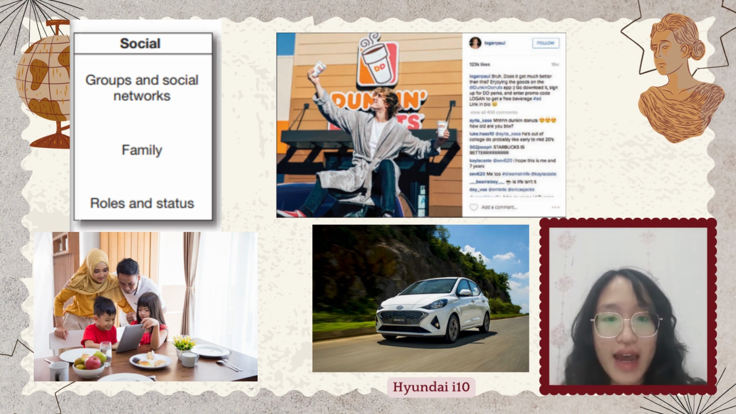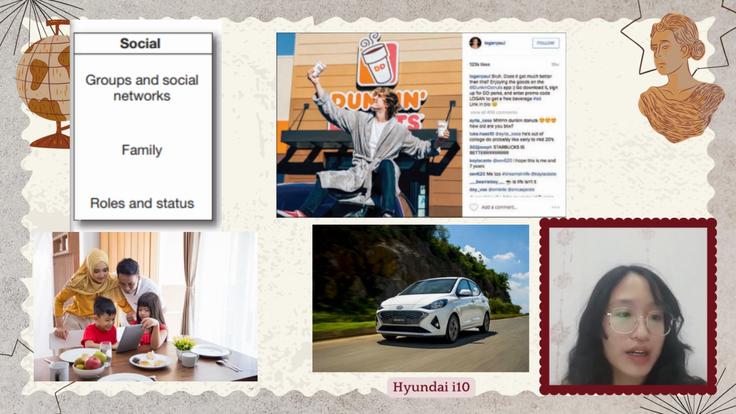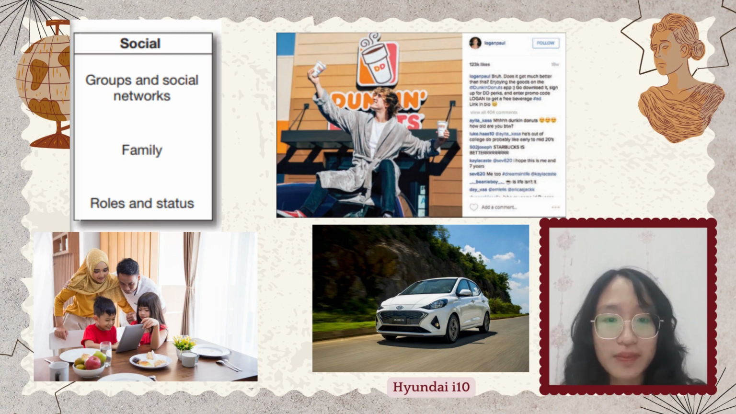Second, family. As with groups and social network, family strongly influences the buyer black box. In fact, the family is often the most powerful influence on consumer buying behavior. For instance, the husband-wife relationship and involvement may greatly affect an individual's buying behavior, but children can also have a strong influence on family buying behavior.